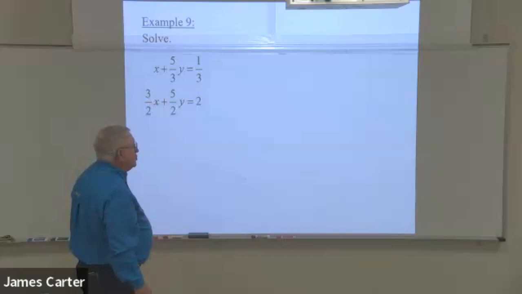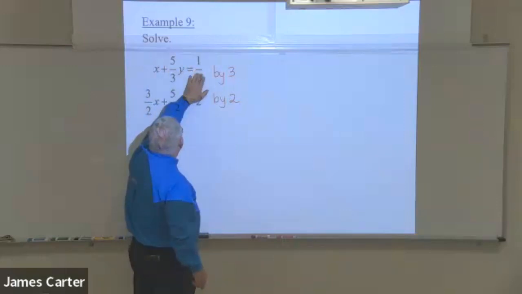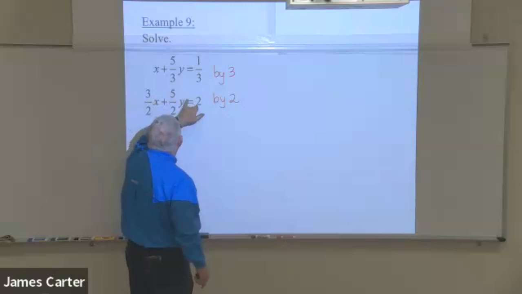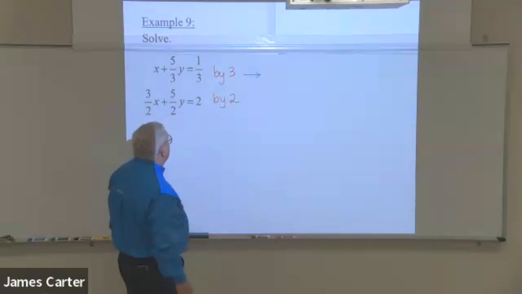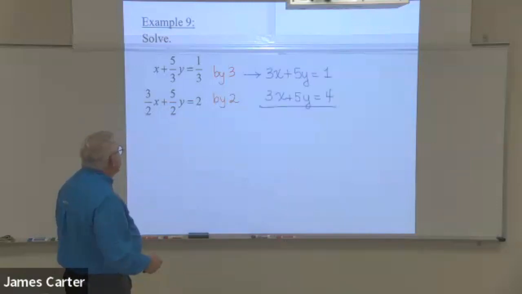Here we have fractions that we need to deal with. The easiest thing would be to clear the denominators first, but again, you don't have to. Here they're going to multiply 3 times every term to get rid of these 3's in the denominator. Here they're going to multiply 2 by every term to get rid of these 2's in the denominator. So I've now done that.